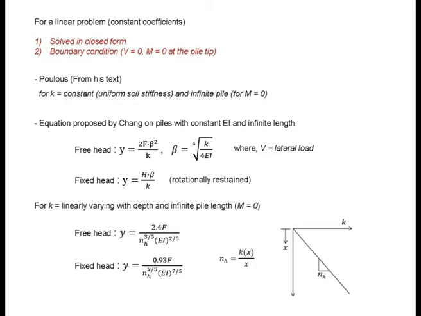The professor, in his textbook, is talking about a constant value and an infinitely long pile. In this case, he proposed the deflection y equal to some F, where F is the horizontal loading, times the characteristic length squared divided by k, the spring constant. So this is the solution for the free head, in the case of constant EI and an infinitely long pile.